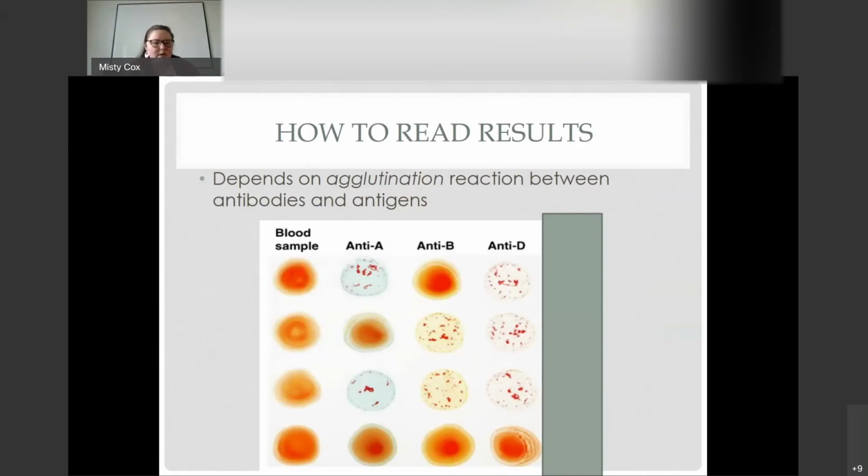This one's a little bit trickier. Yes, yes, yes. A, B positive. We have clumping in A, we have clumping in B, we have clumping in D. So it's A, B positive. Has all of the antigens.